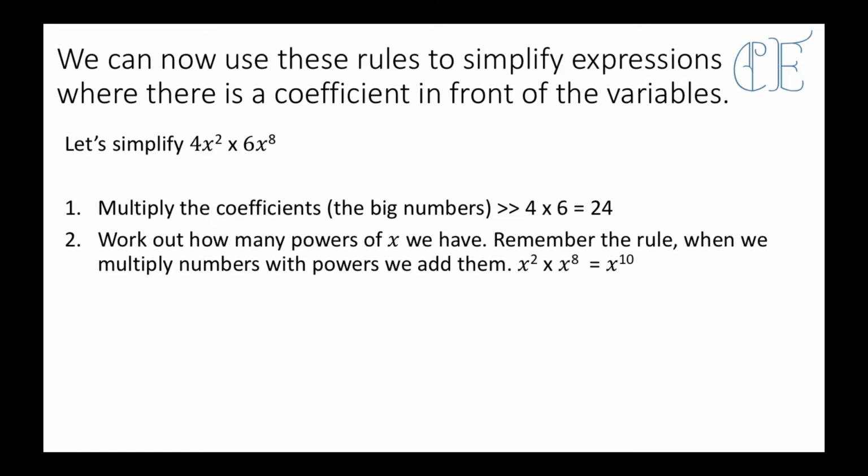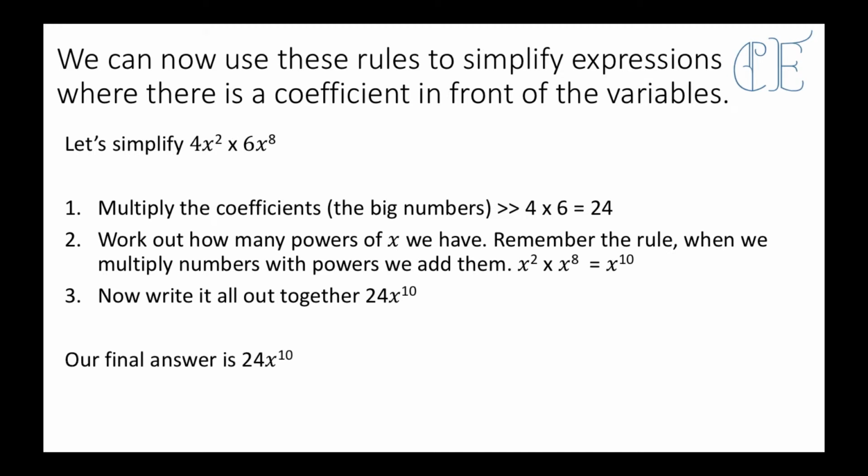Then we work out how many powers of x we have. So I've got x to the power of 2 and x to the power of 8, and I'm multiplying them together. X squared times x to the power of 8 is actually x to the power of 10. We just add the powers, remember. 8 add 2 is 10. So I've got 24 and I've got x to the power of 10. So my entire answer will be 24x to the power of 10. Seems easy, doesn't it? Now that you know how.